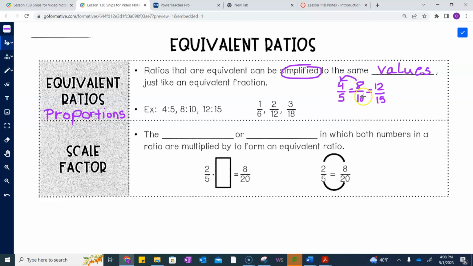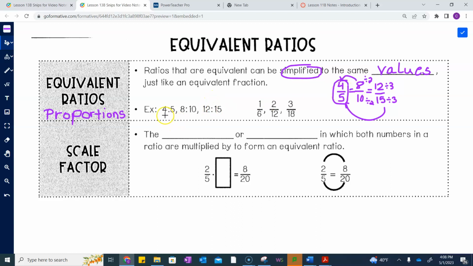8 and 10 have a common factor of 2. So when you divide 8 by 2 and 10 by 2, you get 4/5. 12 and 15 have a common factor of 3. So when you divide 12 by 3 and 15 by 3, you also get 4/5. So when you put the fractions you're comparing into lowest terms, if you get the same simplified fraction, then they are equivalent fractions.